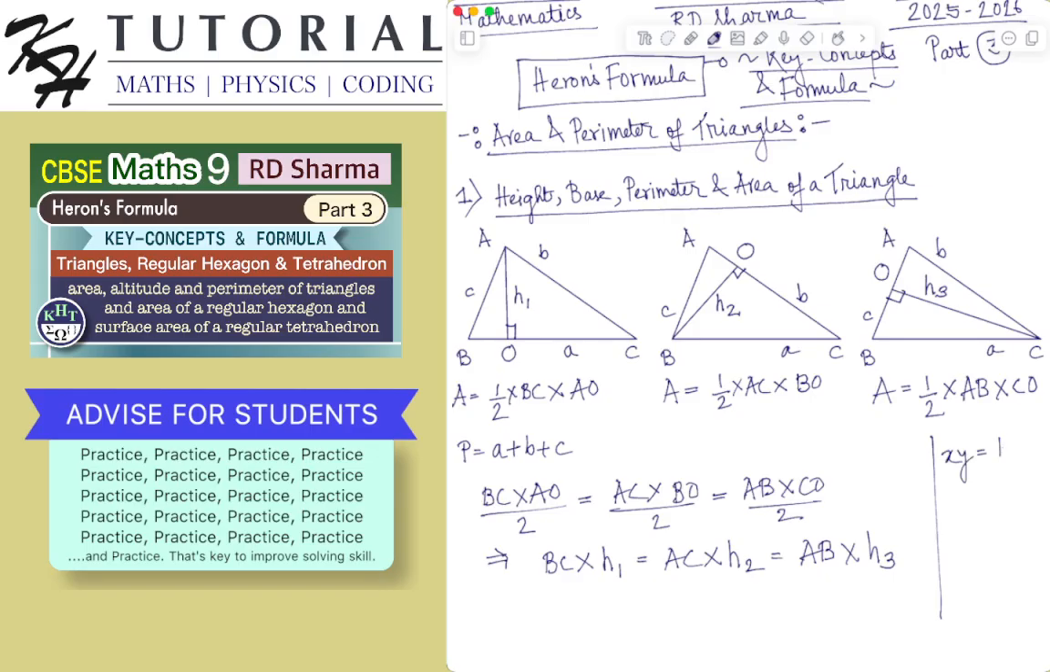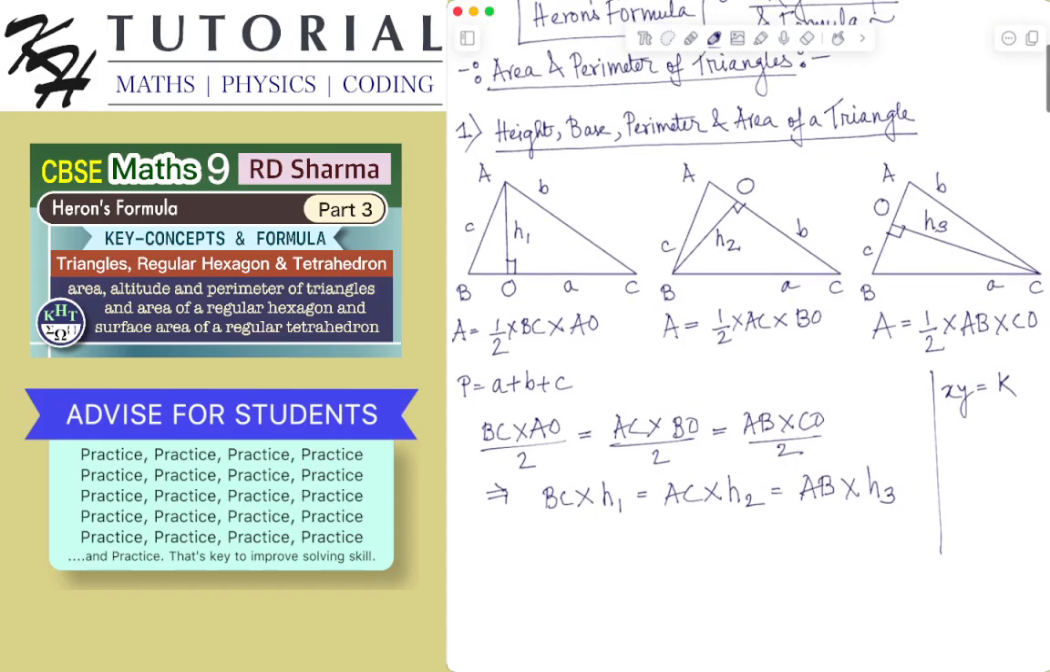XY is a constant. In this case, the constant is the area of the triangle. Since it is the same triangle, the area is constant. So the product of any side and its corresponding altitude will always be a constant, and that constant is equal to the area.